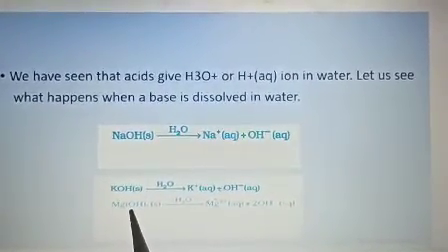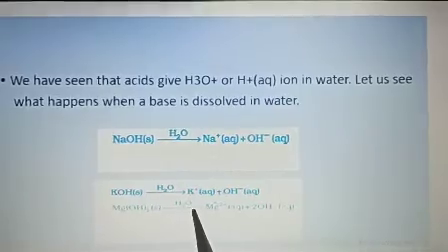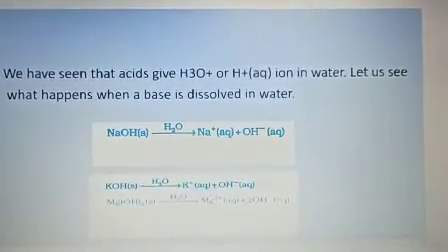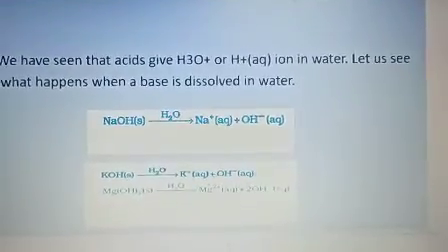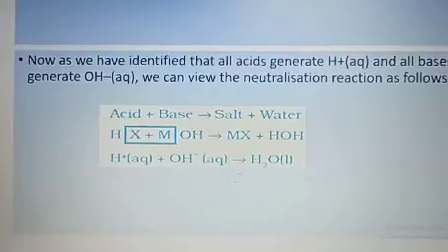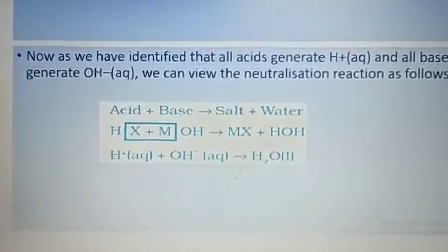Magnesium hydroxide, Mg(OH)2, also when dissolved in water, then also it dissociates into magnesium ions and OH minus ions. Magnesium is Mg2 plus, right? 2 plus because it has 2 valency.